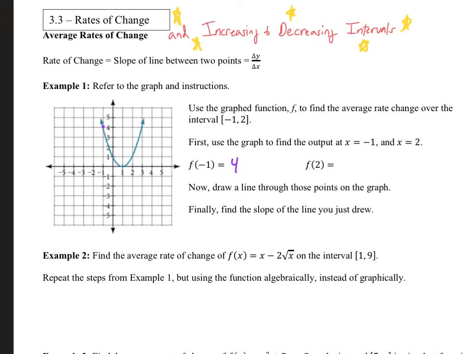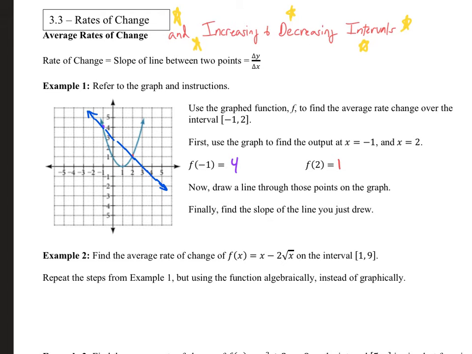Then go to the other end of the interval, in this case 2. So what's f of 2? Looking here, x is 2, and y is 1. So the output for 2 is 1. If you sketch out the line that goes between those 2 points, we're going to think about essentially what's the slope of that line.